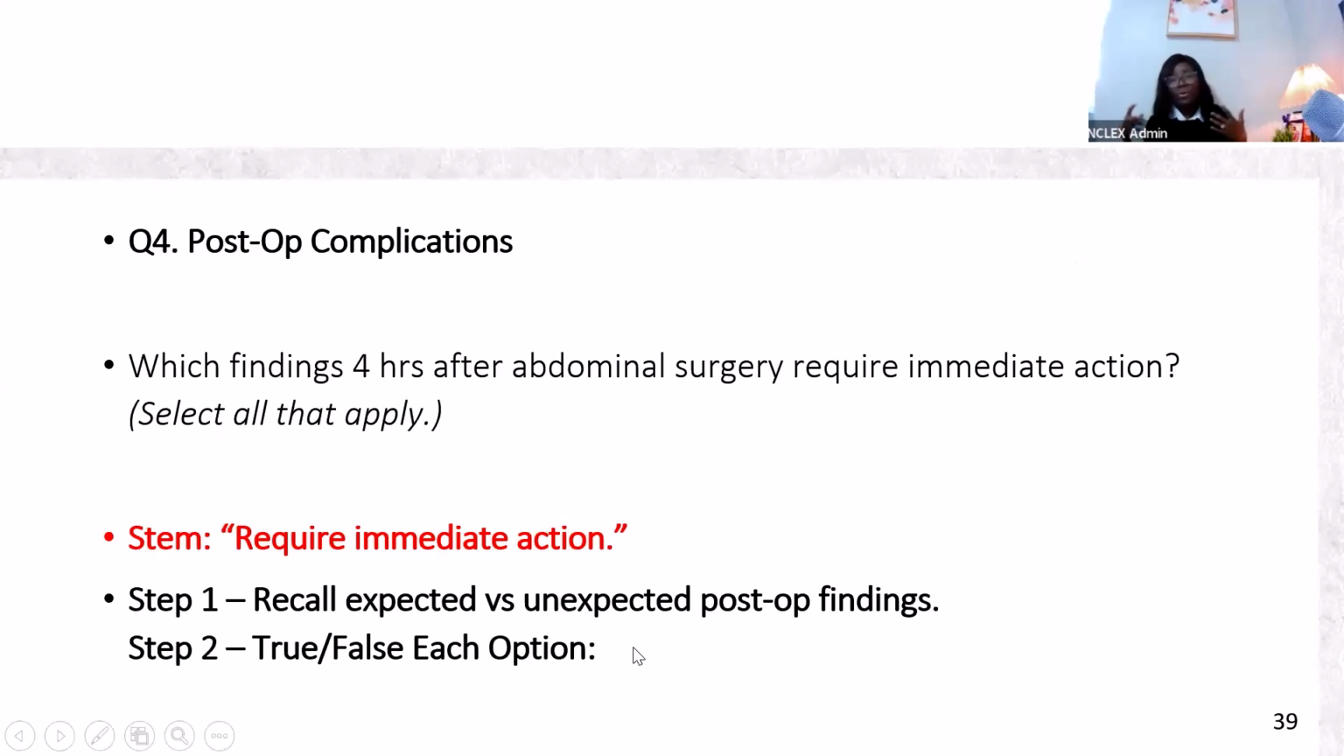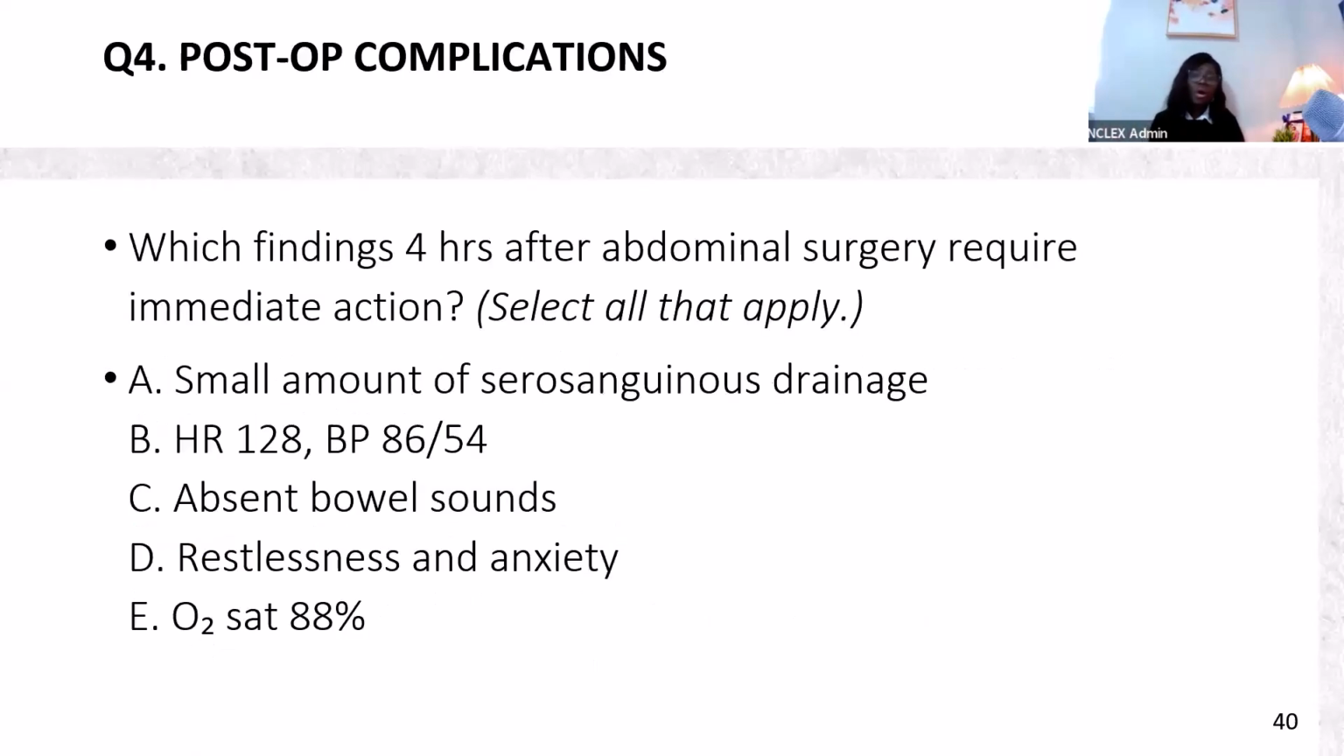So try and recall what kind of post-op complications are expected, which of them are not expected, and which of them do I have to intervene? So treat every option you're going to see as a separate option. So let's go. A, small amount of serosanguinous drainage. Isn't it expected? B, heart rate 128. C, BP 86/54. Absent bowel sounds. Is it expected? It's just 4 hours after the surgery. D, restlessness and anxiety. And E, oxygen saturation 88%.